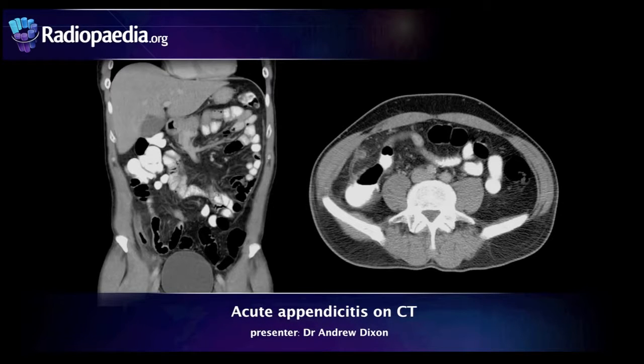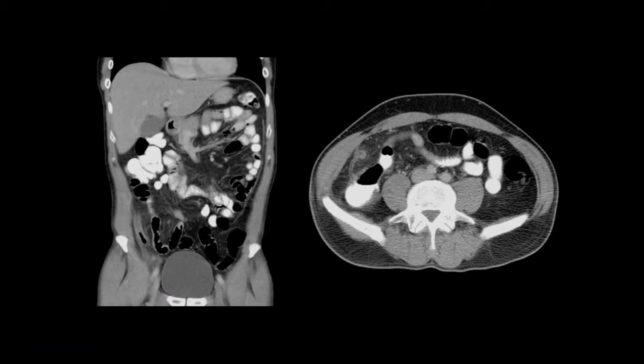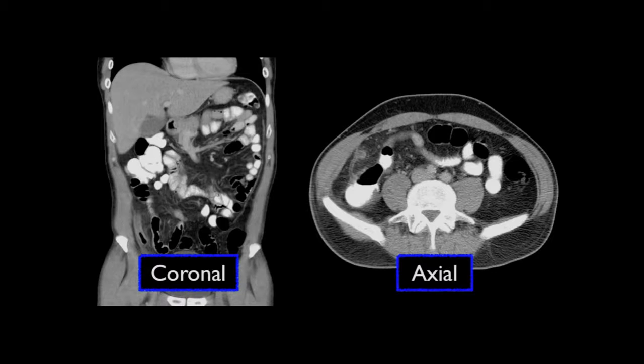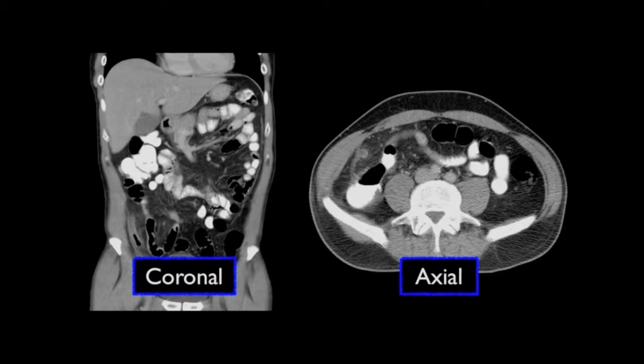Hi there, I'm Dr. Andrew Dixon from radiopedia.org, and in this video we're going to look at some of the CT features of acute appendicitis. And we're going to do it by looking at axial and coronal images from a case of a 60-year-old male presenting with right-sided abdominal pain.